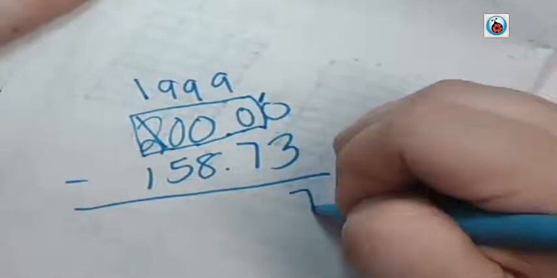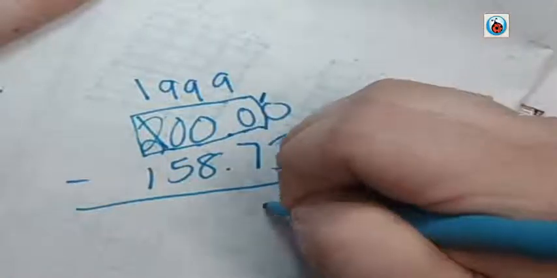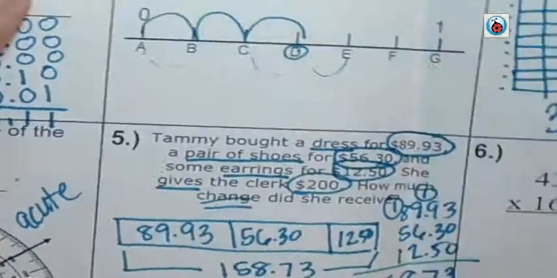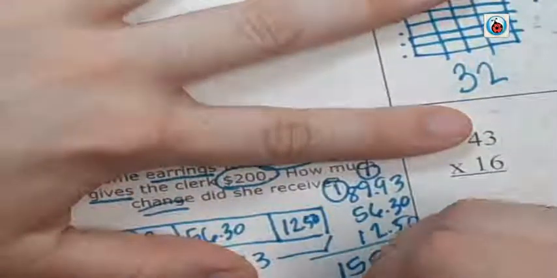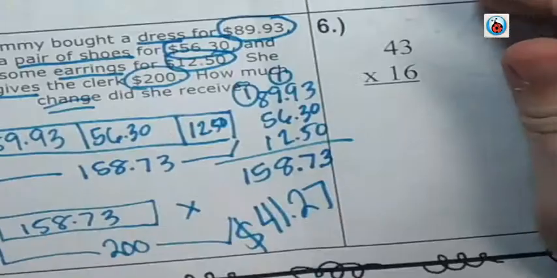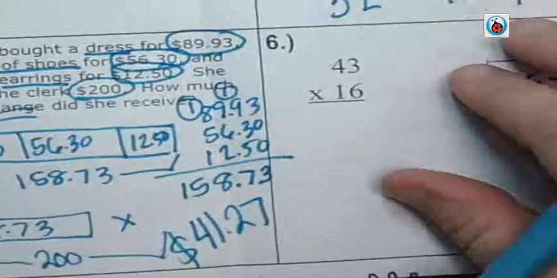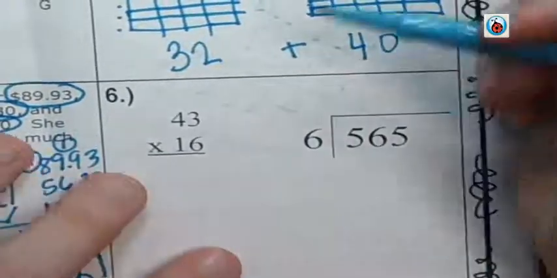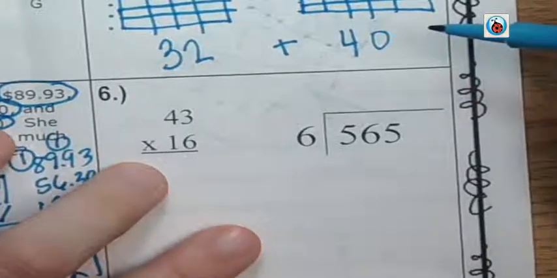10 take away 3 is 7. 9 take away 7 is 2. 9 take away 8 is 1. 9 take away 5 is 4. 1 take away 1 is 0. $41.27 is the amount of change she receives. Sorry, 41.27. Okay. Our very last box, 43 times 16.